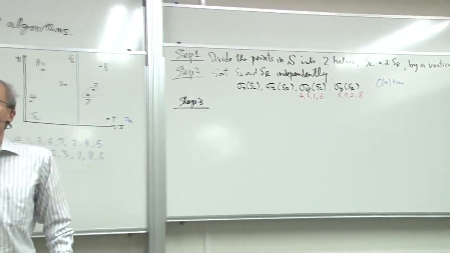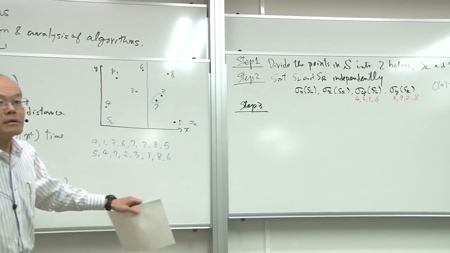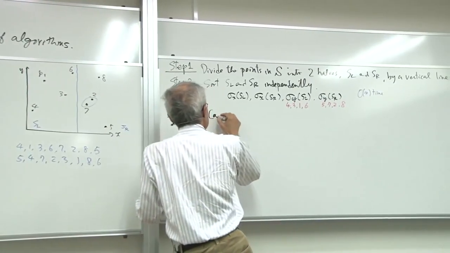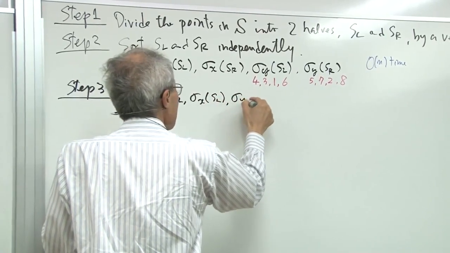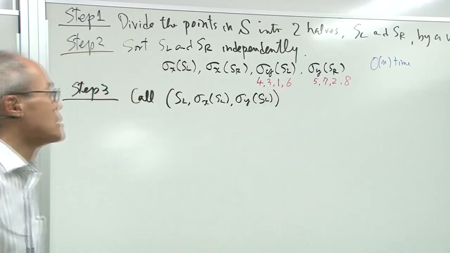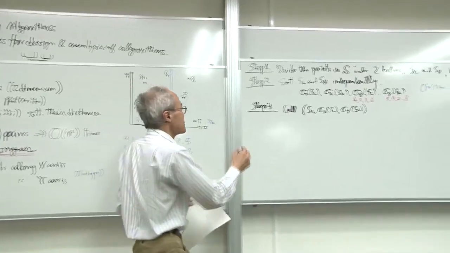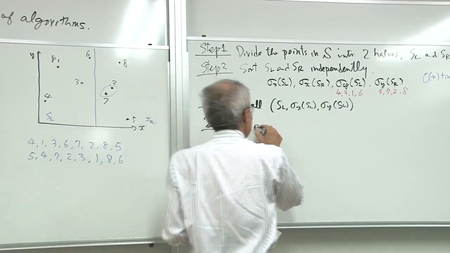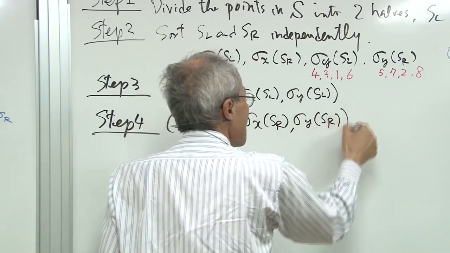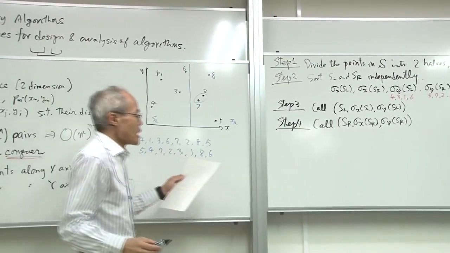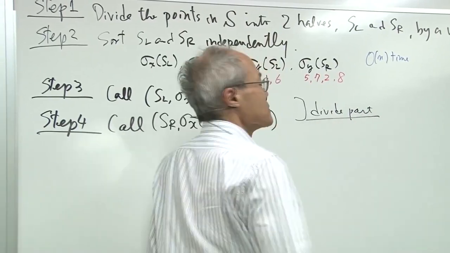Okay. Now you understand that we are ready to use the same algorithm. The problem is already divided into two parts, S L and S R. So step 3 is just to call the same procedure for this part, S sub L, and step 4 is the same thing. Okay? So this is the divide part.